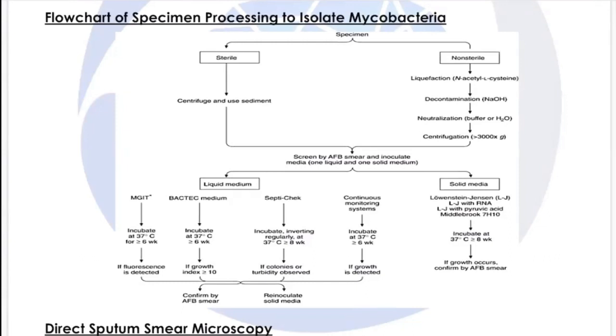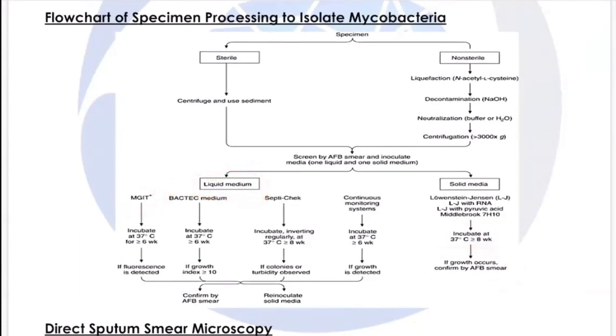So incubate natin siya at 37 degrees Celsius for more than 8 weeks. It could reach up to 8 weeks for a mycobacteria, because meron tayong mga slow growers na tinatawag, okay? And if growth occurs, i-confirm natin gamit ng acid-fast staining. Okay? Pwede din natin siyang i-grow sa liquid medium. Now, ano ba itong MGIT?